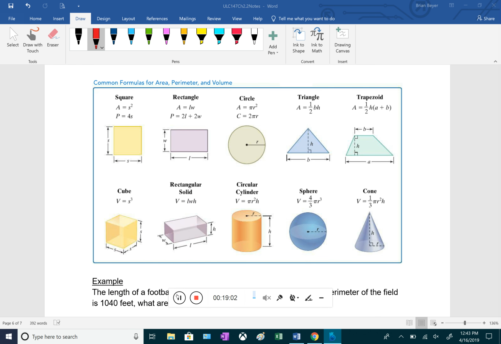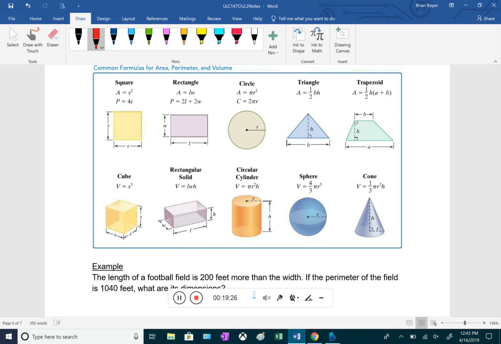Okay, so here I just put a bunch of formulas for different shapes. So we have our two-dimensional shapes in the top row, our three-dimensional shapes in the bottom row. So for the two-dimensional shapes, we have area and perimeter. For the three-dimensional shapes, we have volume. We could also have surface area for those if we wanted to. So we might need these for the next problem here.